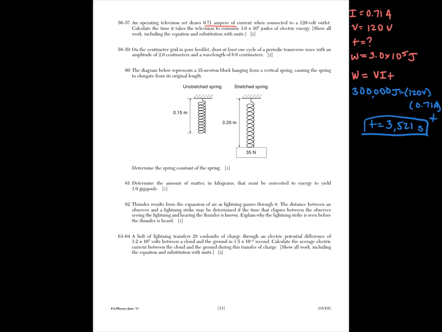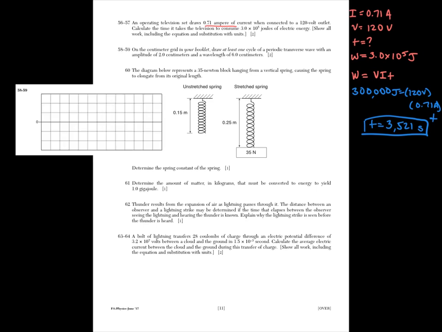Okay, and that is your answer. That's all you need to show for 2 points. All right, number 50 to 59. We need to draw at least one cycle of a periodic transverse wave with an amplitude of 2.0 centimeters and a wavelength of 6.0 centimeters. I'm going to get the diagram in a bit.